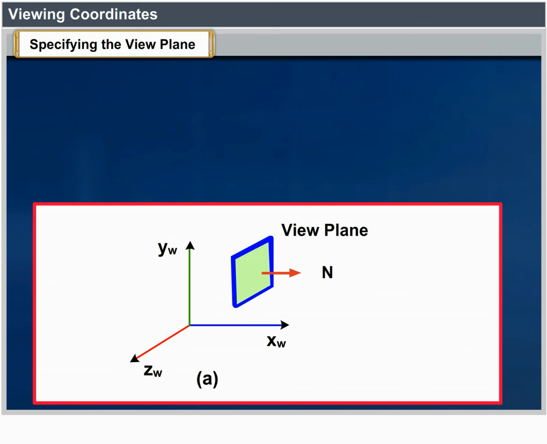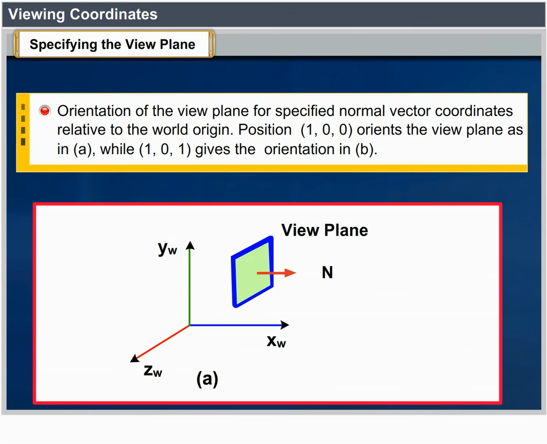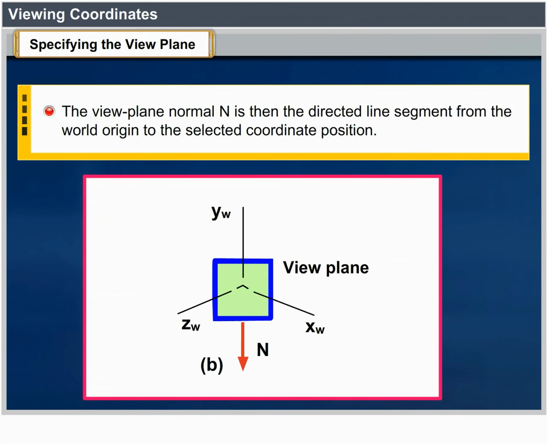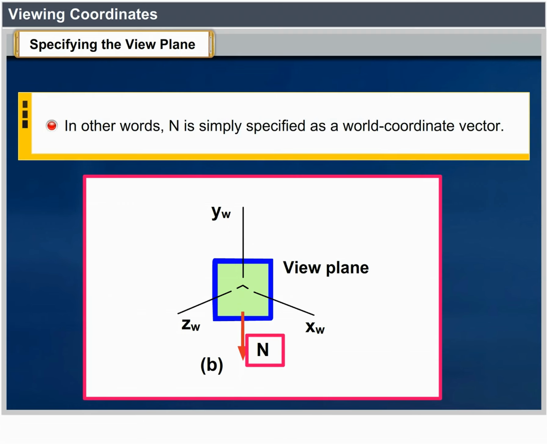Orientations of the view plane for specified normal vector coordinates relative to the world origin. Position 1, 0, 0 orients the view plane as shown in figure A, while 1, 0, 1 gives the orientation in figure B. The view plane normal n is then the directed line segment from the world origin to the selected coordinate position. In other words, n is simply specified as a world coordinate vector.